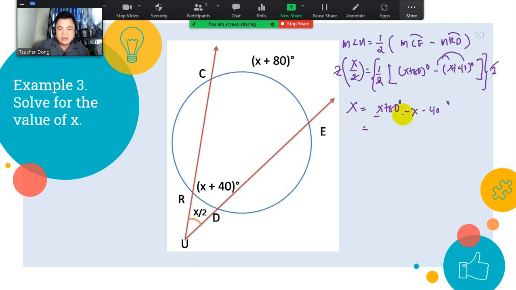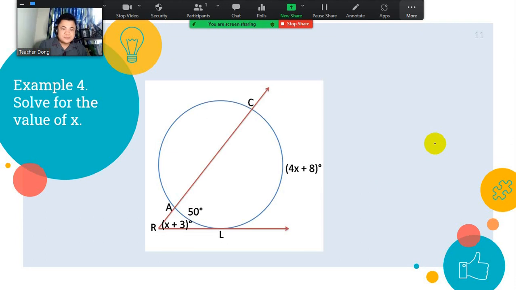So x minus x is 0. Okay, we don't have any more x for that. Then 80 degrees minus 40 degrees is 40 degrees. So 40 degrees now is already the value of x. So 40 degrees is neither the measurement of arc CE, arc RD, nor angle U. If you would like to solve for the measurement of the far arc, just substitute x, which is 40. 40 plus 80 is 120 degrees. It goes like that. Alright?